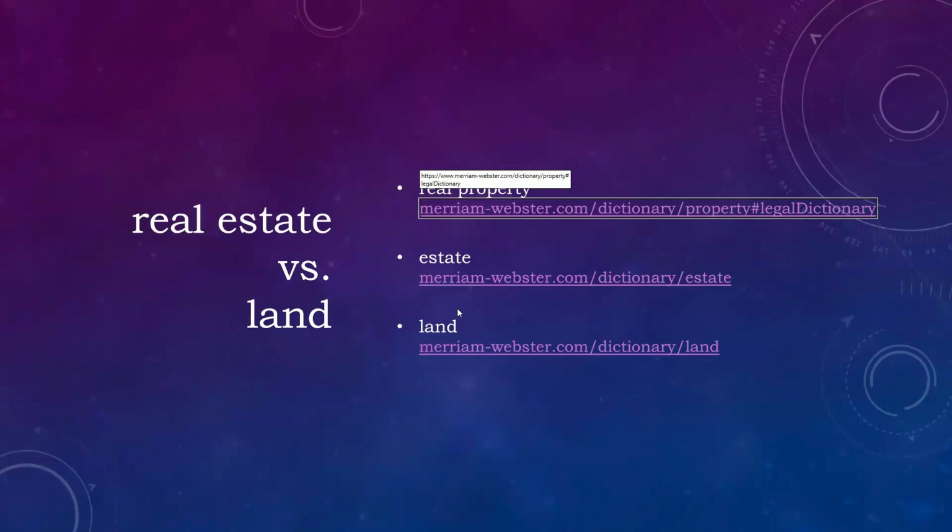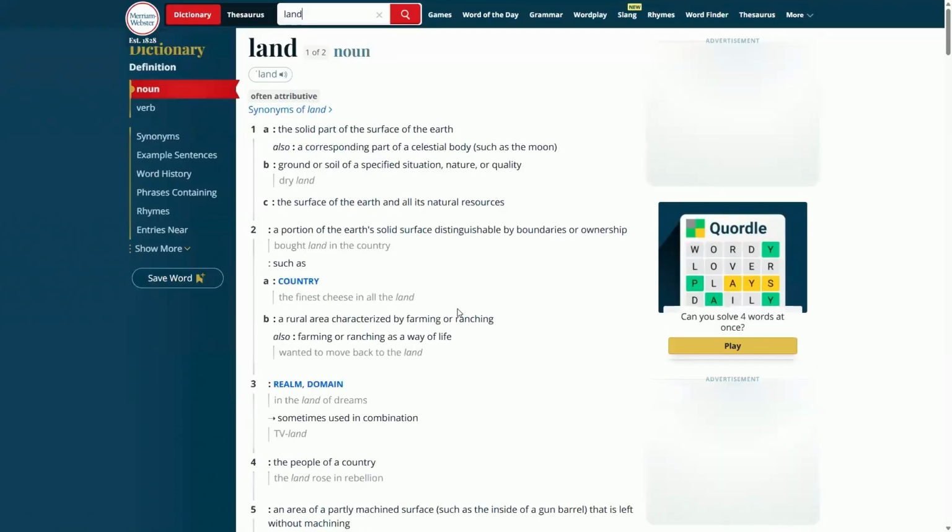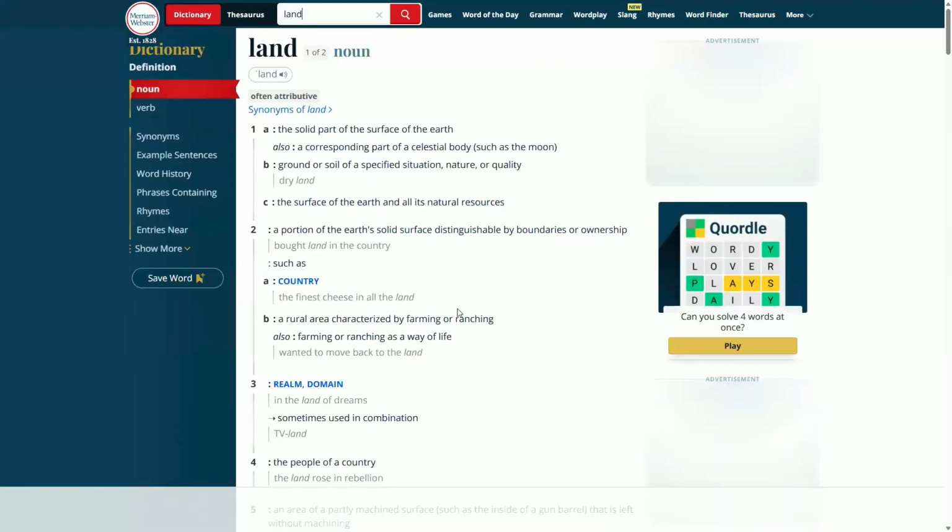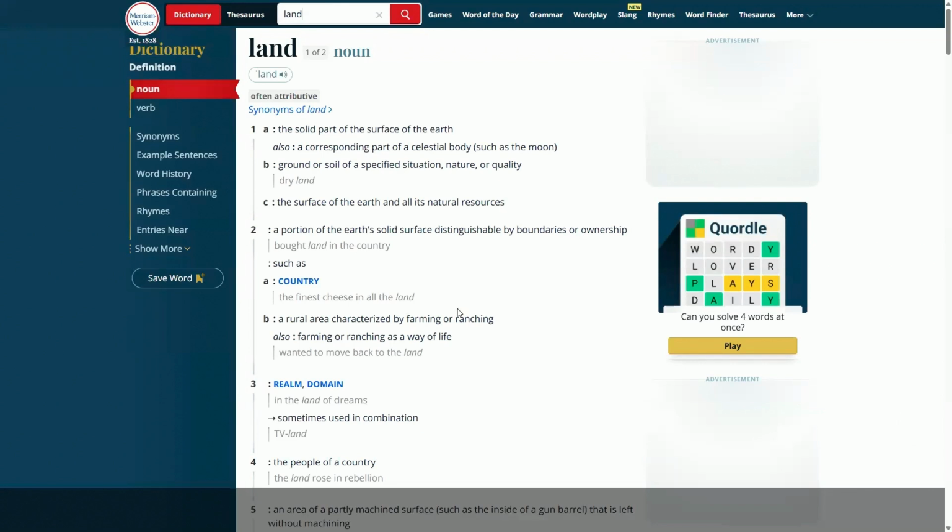Land, on the other hand, the solid part of the surface of the earth. Ground or soil of a specified situation, nature, or quality, the surface of the earth and all its natural resources. Number 2, a portion of the earth's solid surface distinguishable by boundaries or ownership.